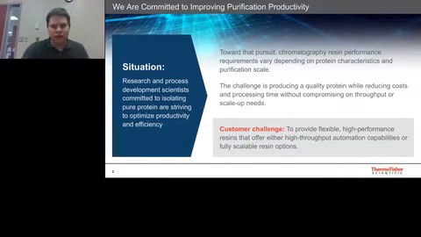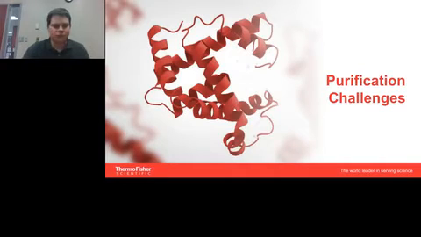This research requires efficient and effective isolation of pure protein at a variety of scales. Chromatography resin performance requirements can vary depending on protein characteristics and scale. Producing a quality protein while reducing costs and time without compromise in performance can be a challenge. Thermo Fisher Scientific is committed to providing flexible, high-performance beads and resins for high-throughput purification and scalable purification capabilities.